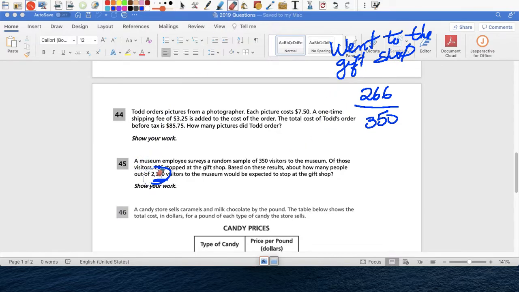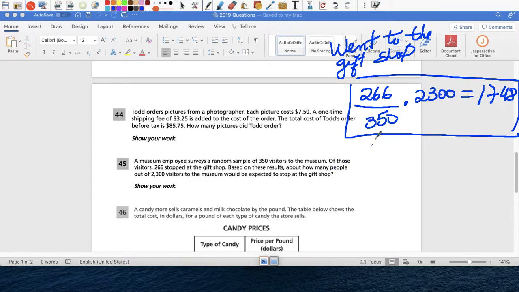Well, remember, I'm using the sample here to predict what my population will do. So 266 over 350, times 2,300. Will that give me an exact number? It does. 1,748. So obviously, you might want to add a few sentences here. This is how many people in the survey went to the gift shop, and you're going to use that to predict and multiply by the number of visitors that's going to come throughout the day, which is a total of 2,300, to predict how many people are going to come to the gift shop. Okay? This one's actually pretty simple.